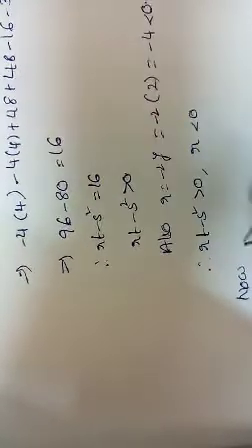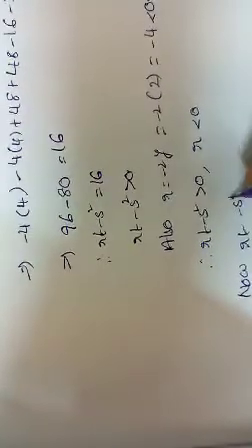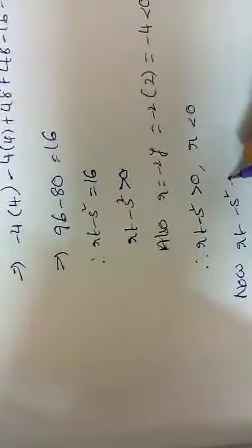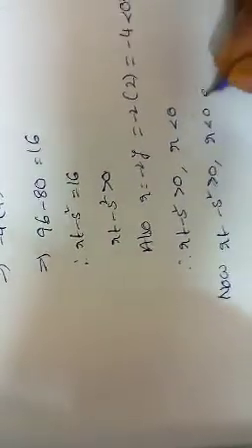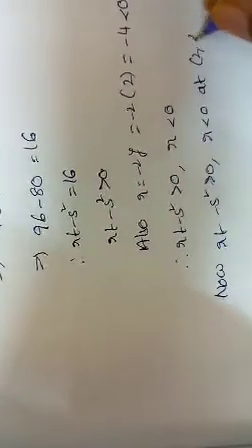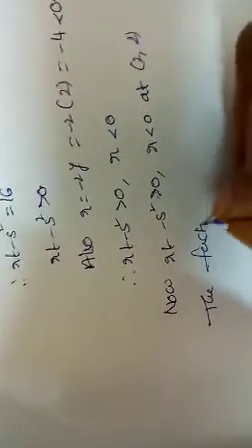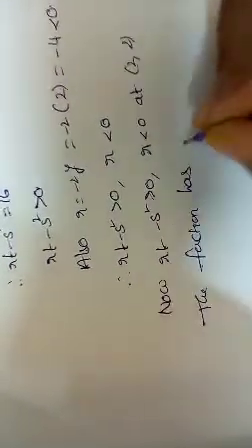Now rt minus s square is greater than 0, and r is less than 0 at the point 2, 2. Therefore the function has a maximum value.